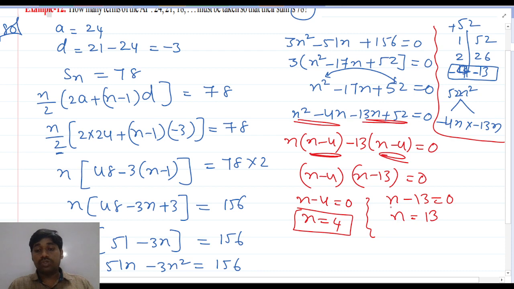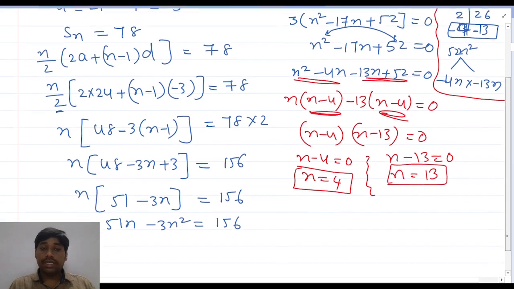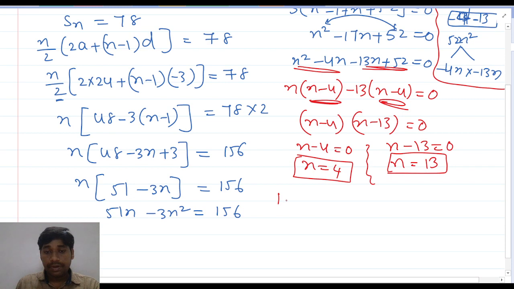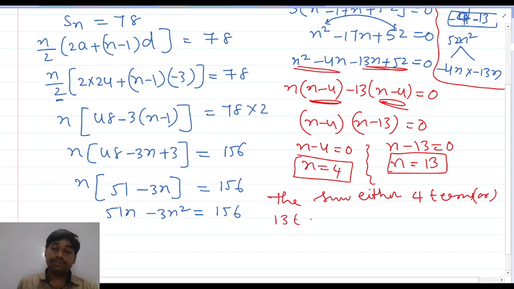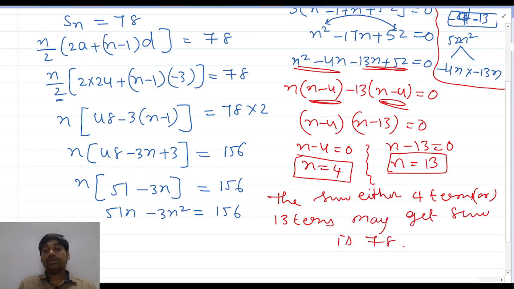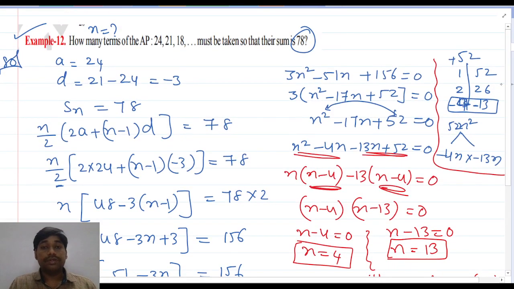So the 13th term also may become 78. So the sum of either 4 terms or 13 terms may get the sum 78. Okay, my dear students, this is the answer for this particular question. Okay, so next.